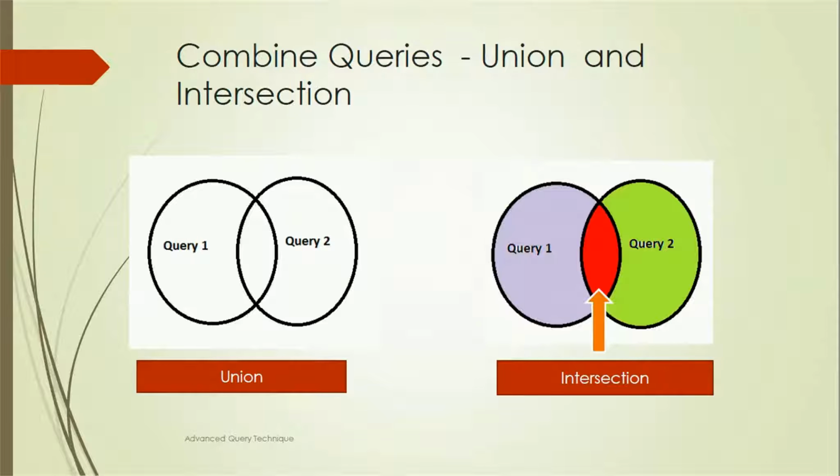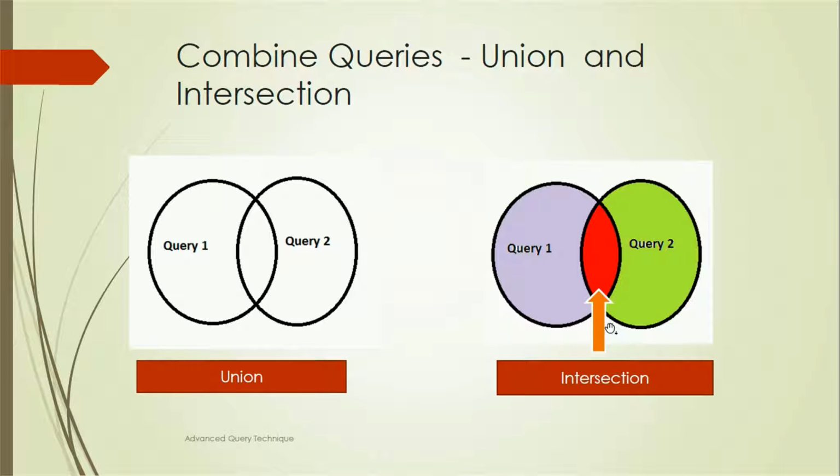Okay, let's see graphically how it looks. For union, this is query 1, this is query 2. If the condition is matching, it will fetch the results from query 1 or query 2 as well. So the data of both the queries will come in a union. Union will take all the results from both the queries excluding duplicates. So it will not allow duplicate values between these two queries.